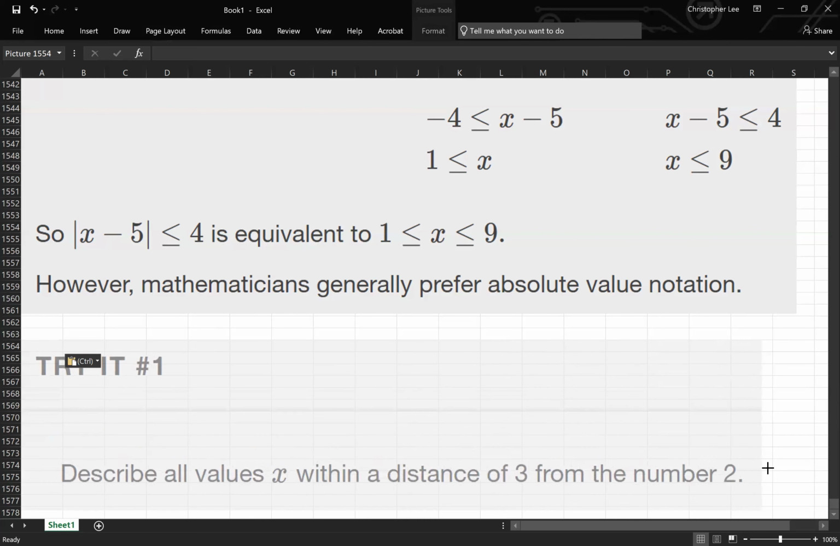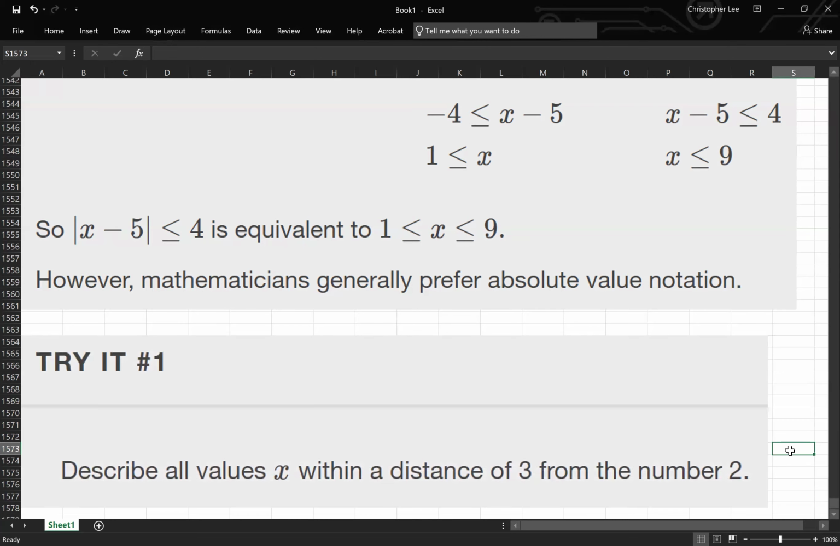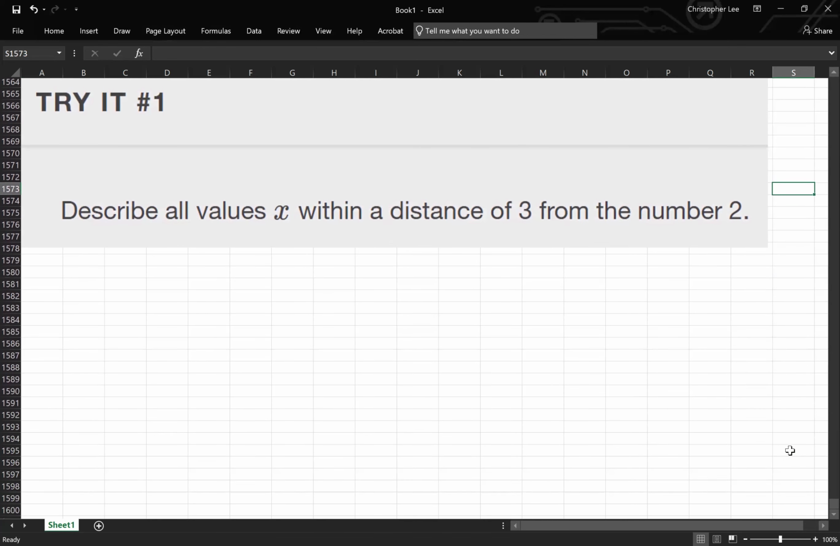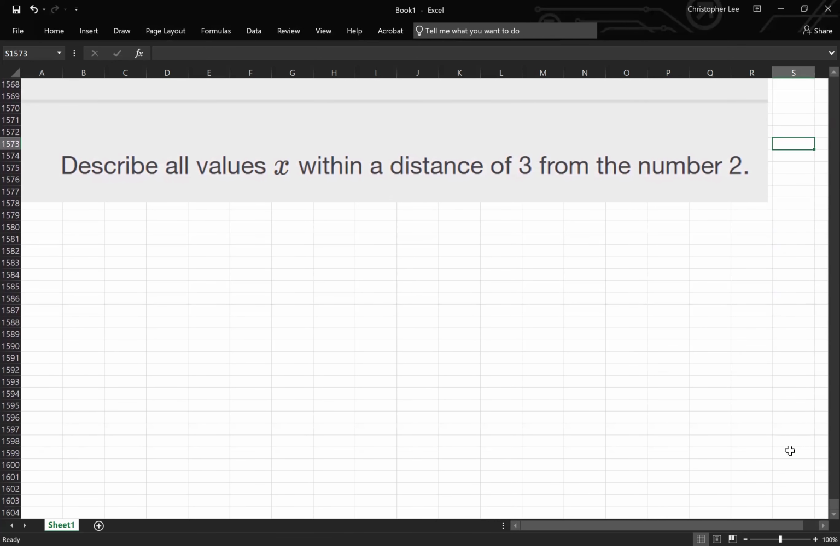So how about this one? We want to describe all the values of x between a distance of 3 from the number 2. So same idea. I want to get a number line going. I'm starting off at my number 2. I want 3 units to the left, 3 units to the right. So 1, 2, 3, 1, 2, 3.